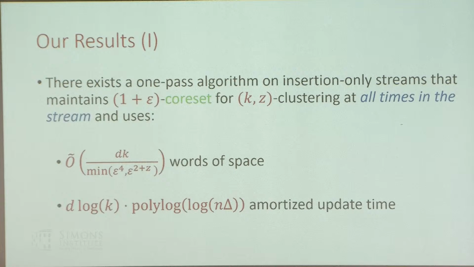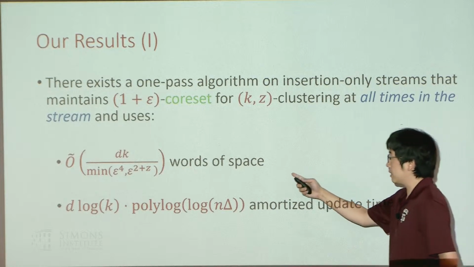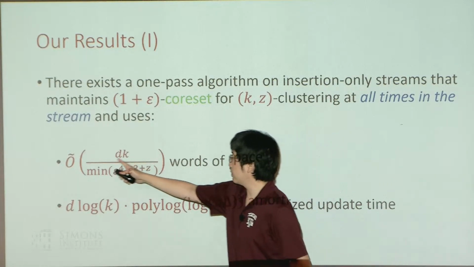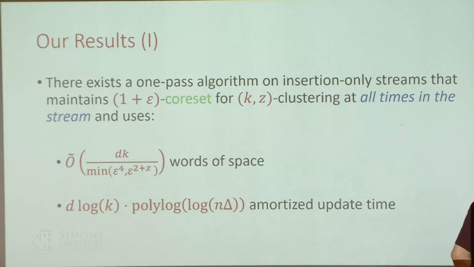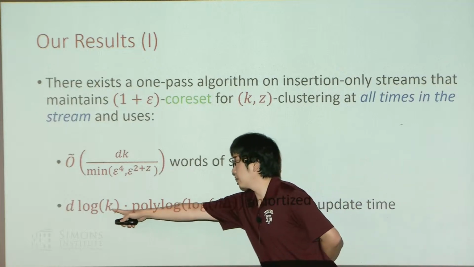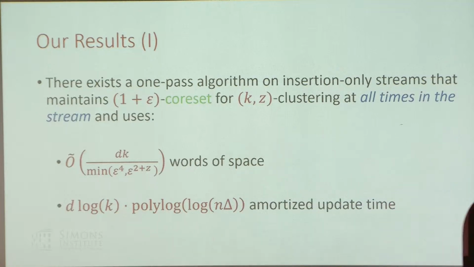Okay, so our first result is that there exists a one-pass algorithm on insertion-only streams that maintains a 1 plus epsilon core set at all times in the stream, and indeed uses words of space that's independent of n. In fact, this quantity right here matches the offline optimal constructions in the earlier slide. And we get amortized update time little o of k.